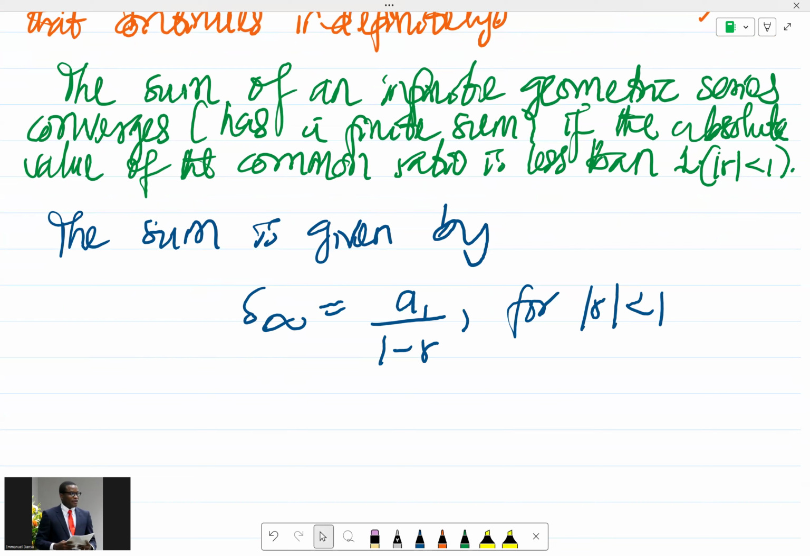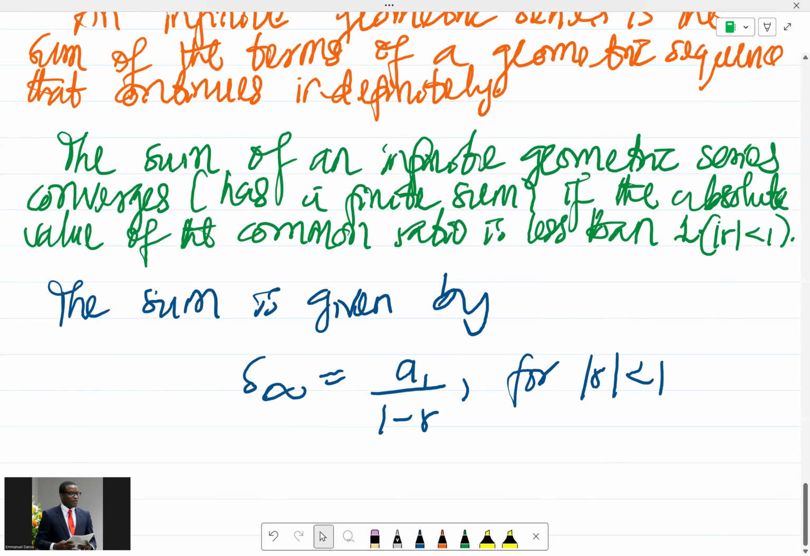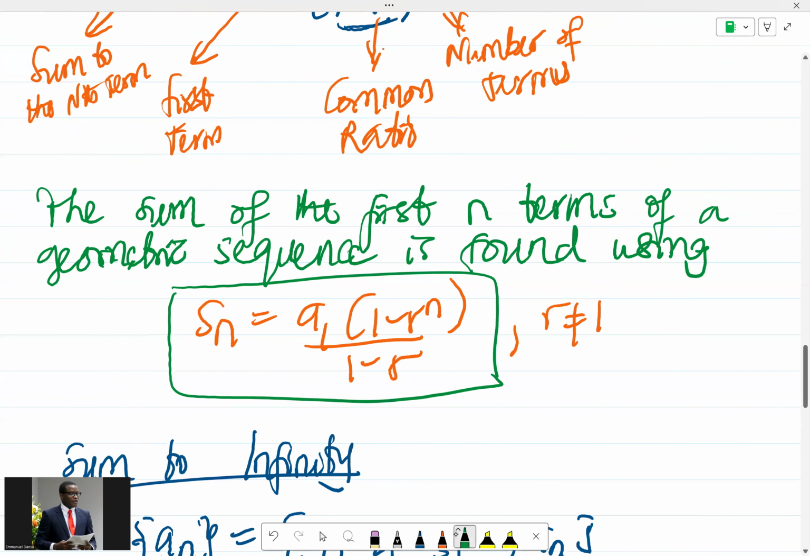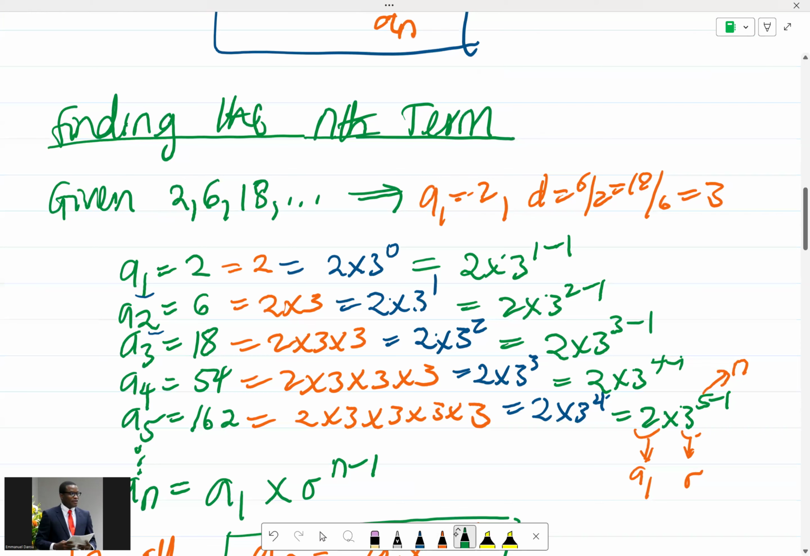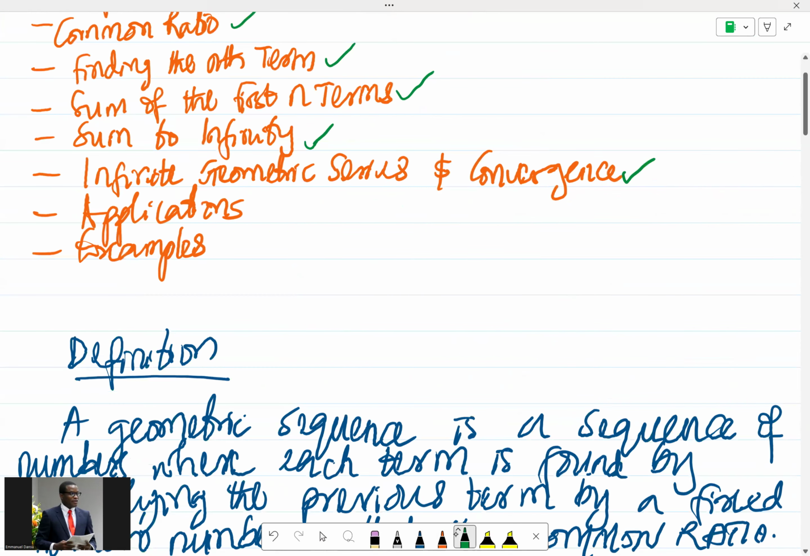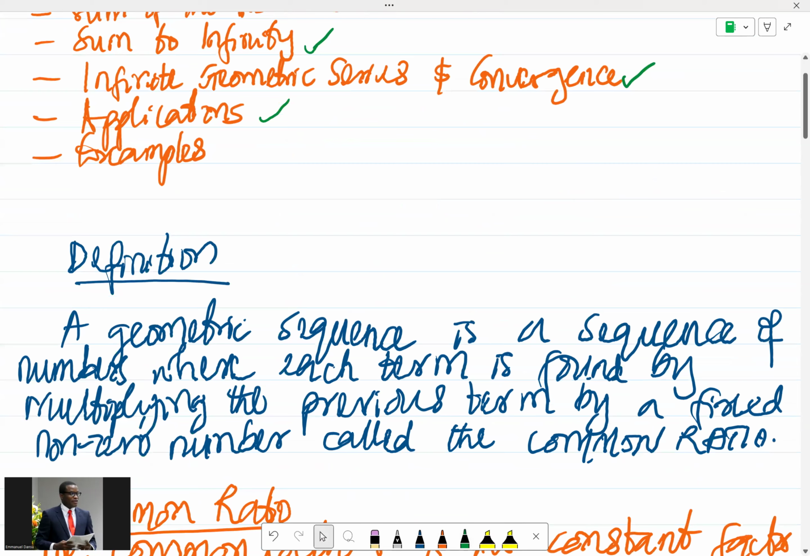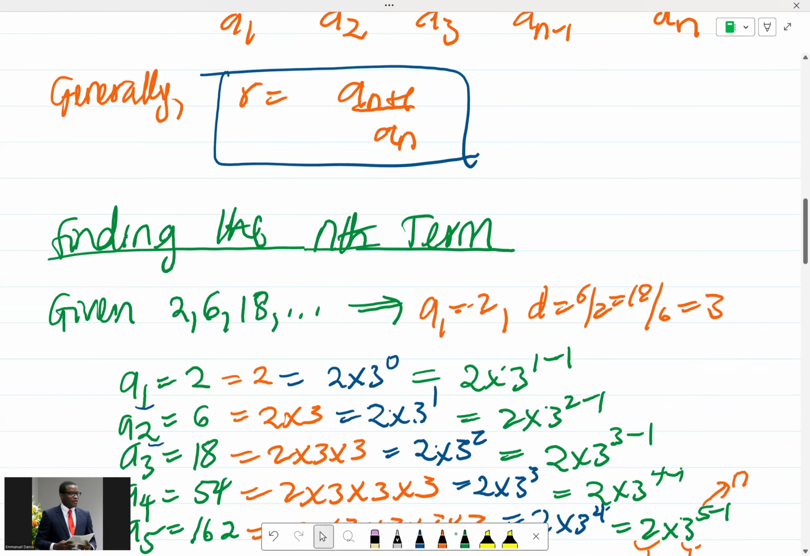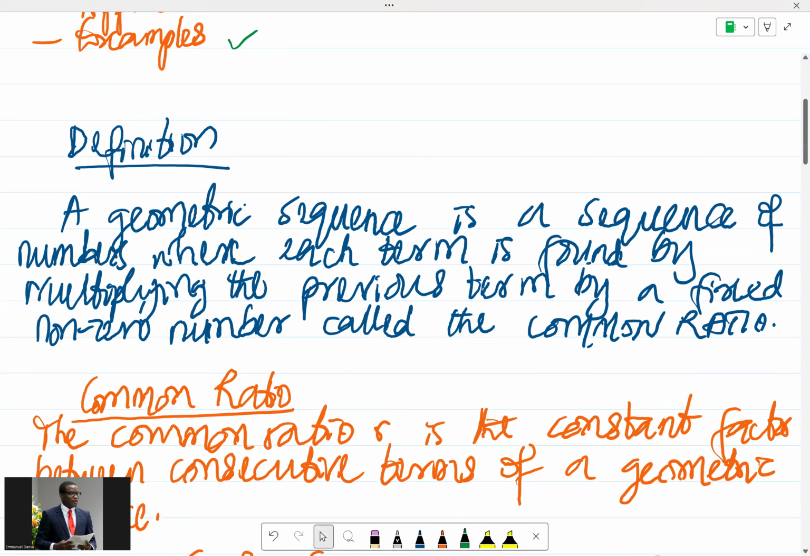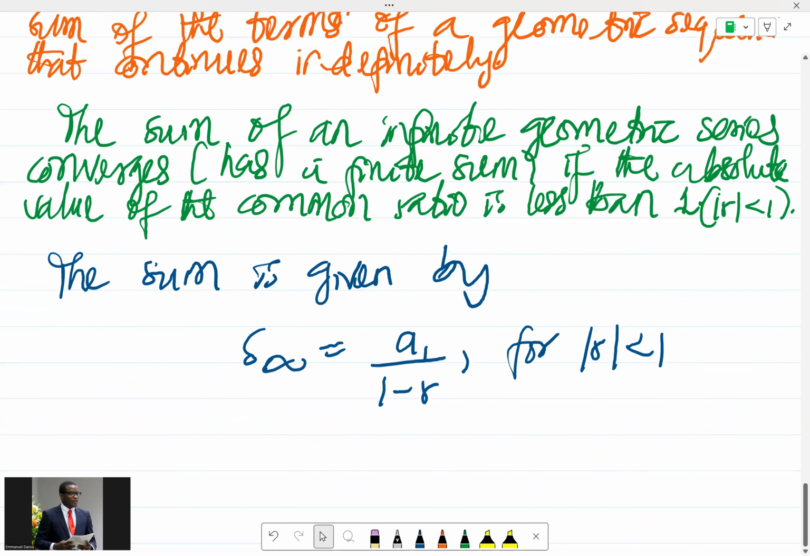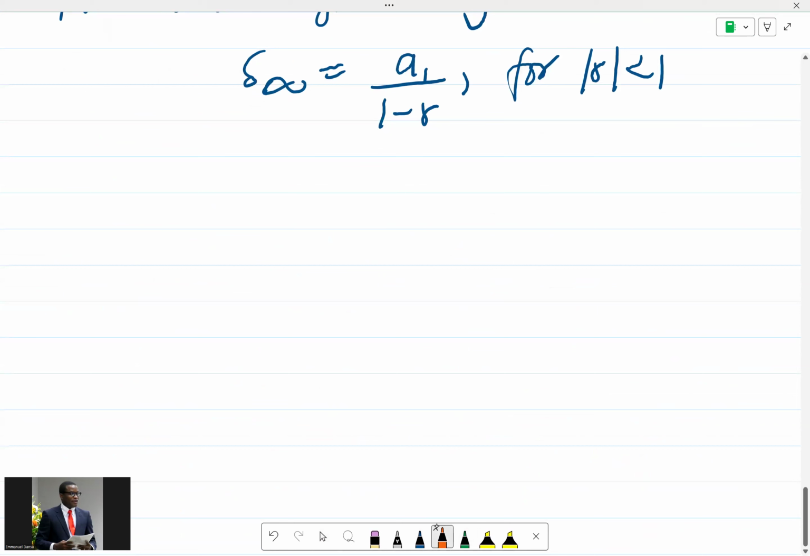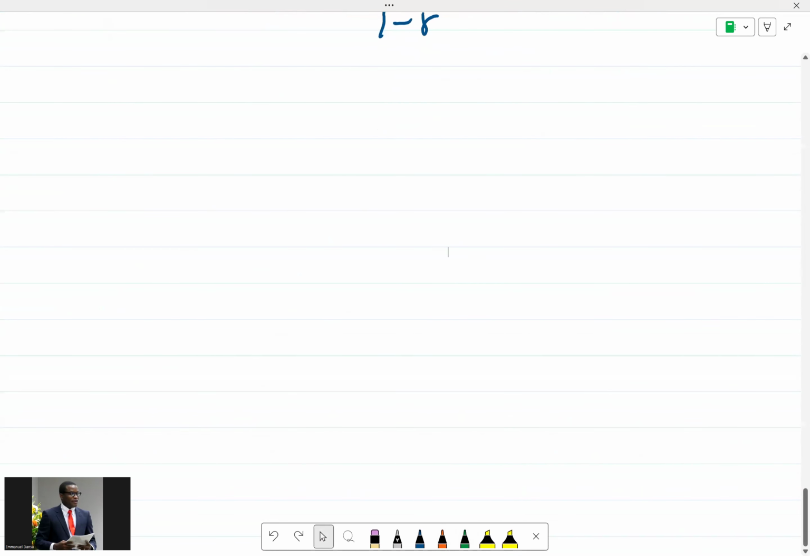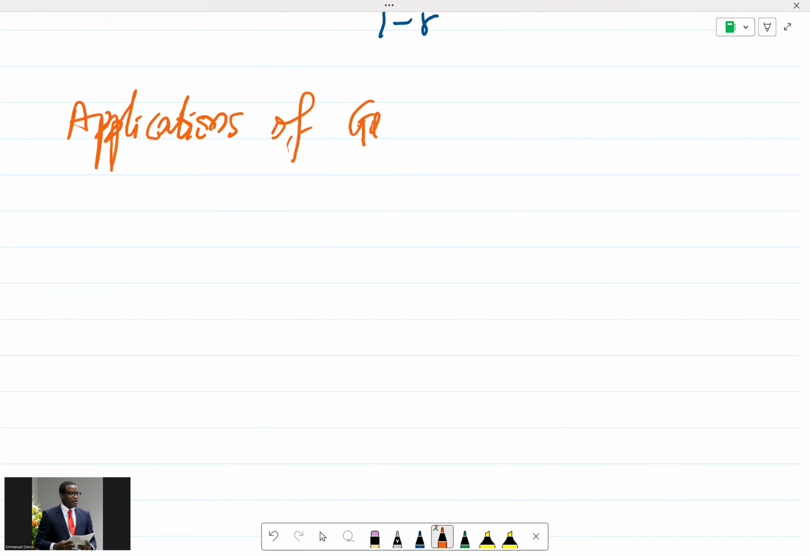I'm saving all the examples at the end so that we just take an example that encompasses so many things, everything we would have learned in the process. So we've talked about that. Let's go for applications now, and then after applications, take examples. So what are some applications of geometric sequences?